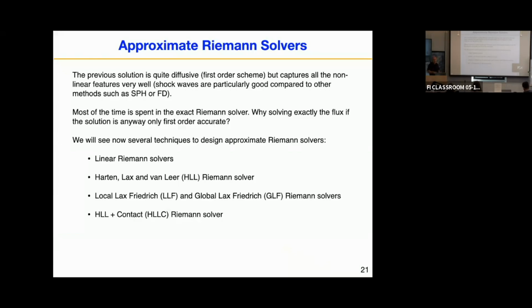So there are 2 types of approximate Riemann solvers. One which is linear Riemann solvers. I will show you how it works. It's very simple. And the second type is the so-called HLL family, which is based on a very simple strategy to approximate the solution of the Riemann solver by piecewise constant states. Again, right? So I will just briefly describe the technique.